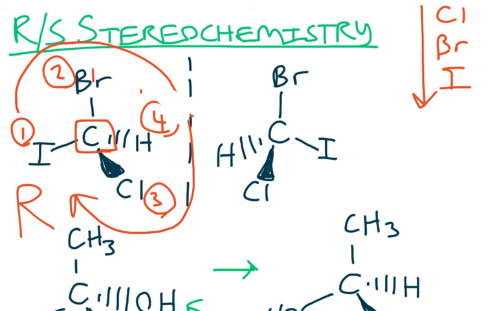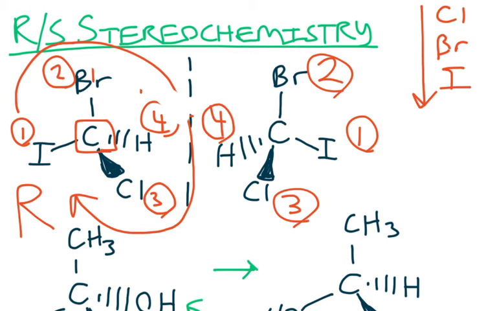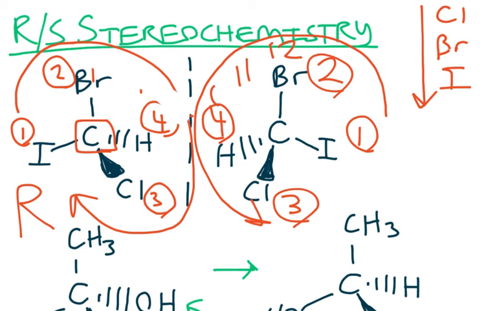If we look at the mirror image, we can do the same thing with it. Iodine is the biggest mass, number 1. Bromine is the second biggest mass, number 2. Chlorine is the third biggest mass, number 3. And hydrogen is always going to be the littlest, number 4. Again, hydrogen is already in the back, or a dash, so we are set up there. We draw our line from 1 to 2 to 3, and we see that this line goes counterclockwise, because on the clock it's going to be backwards, right? So this one we term S.